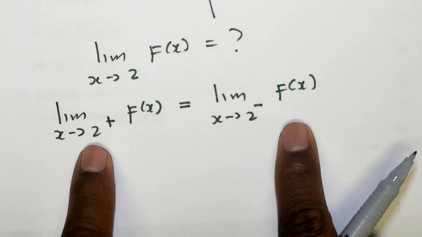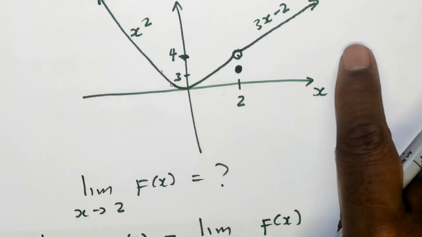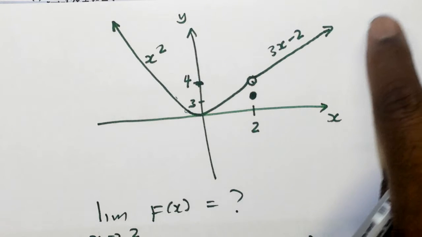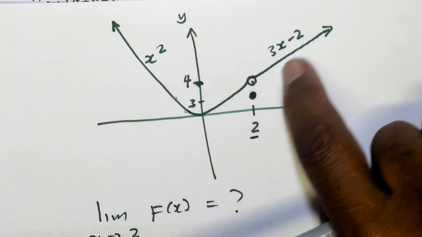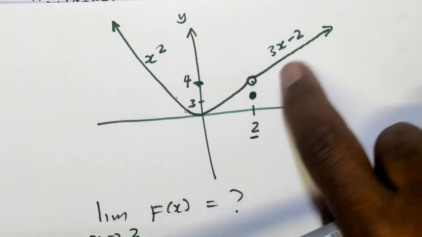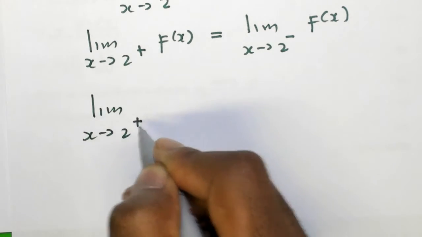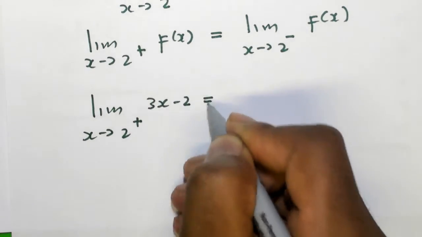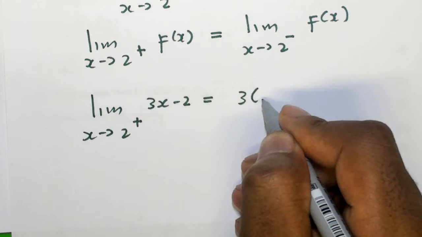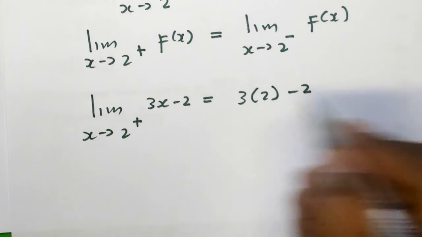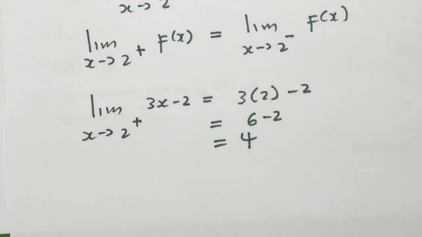Okay, so let's look at x approaches 2 from the positive side by looking at our piecewise function. If I look at 2 from the positive side, which function do I get closer to? I get closer to 3x minus 2. So the limit as x approaches 2 from the positive side of 3x minus 2 is, with high school maths, 3 times 2 minus 2, which is 6 minus 2, which is 4.